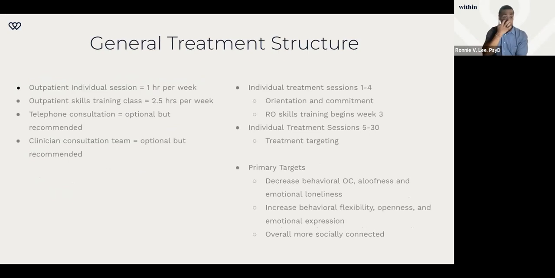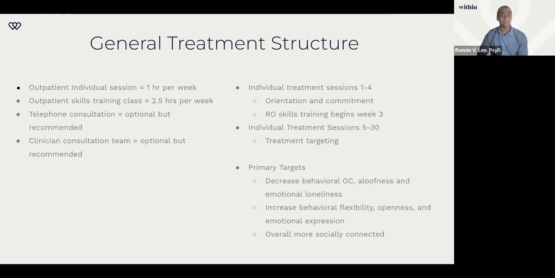All right, general treatment structure. If you take a look at this snapshot, it looks very similar to DBT. There are a few tweaks, a few value changes, but in general, RO-DBT has a 1 hour per week individual session, an outpatient skills training class of 2.5 hours per week, telephone consultation, very similar to DBT, and clinician consultation as well. The treatment sessions are broken down, and the first 5 are really orientation, just commitment to the modality. RO skills training begins week 3 and continues until week 30, and then session 5 is really when the targeted symptoms start to take place.